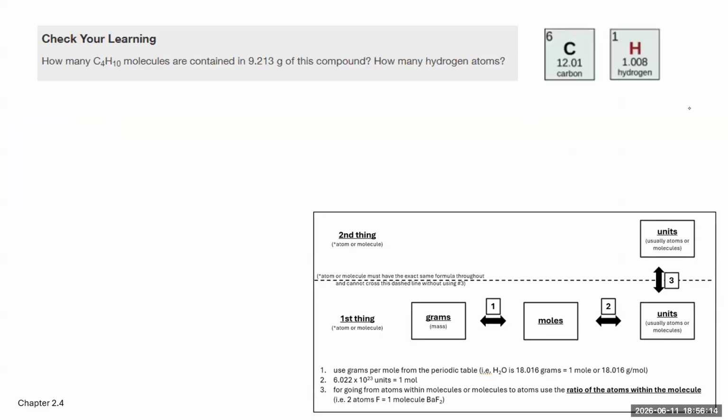Let's take a look here. All right, it says how many C4H10 molecules are contained in 9.213 grams of this compound. Then it says how many hydrogen atoms. All right, let's take a look. Let's use this table to get us started here. It says this is our start because we have 9.213 grams of C4H10. All right, so then we're trying to go to C4H10.